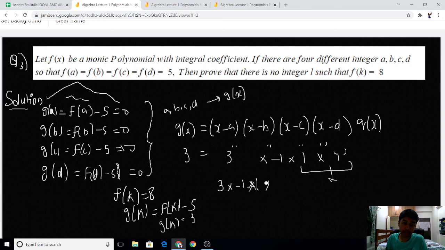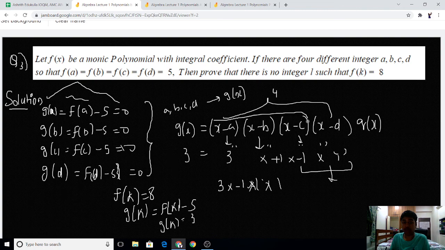If I multiply it by 1 again, I'm assuming x minus a as 3, x minus b as 1, x minus c as minus 1. So in any case, I can write g of x equals 3 only in 3 ways, because here I have 4 but I can only make a maximum of 3 ways. So that is how I get a contradiction here.